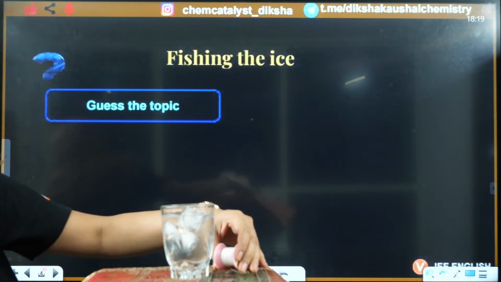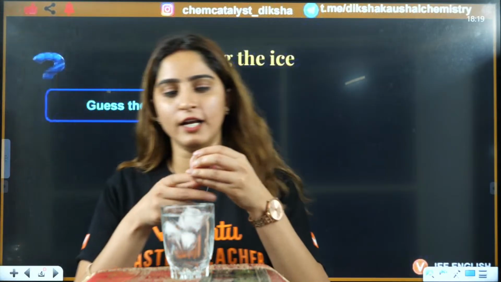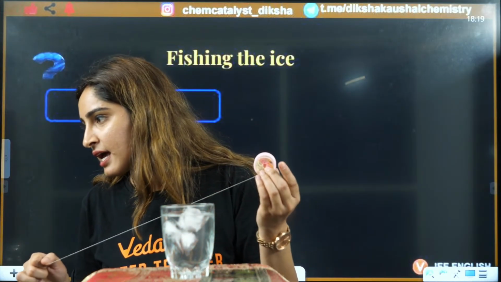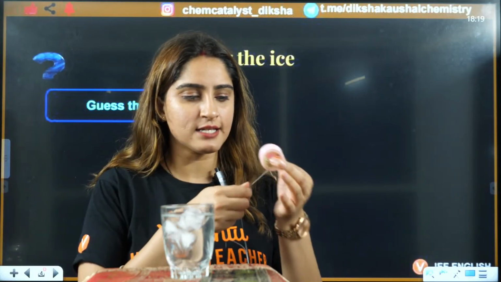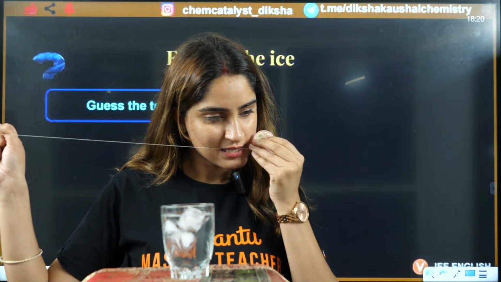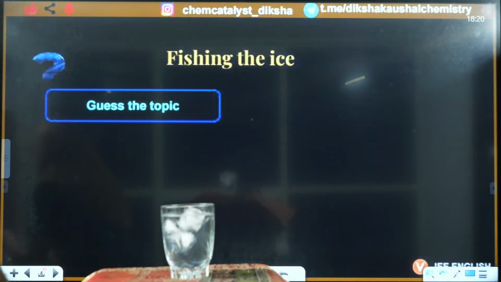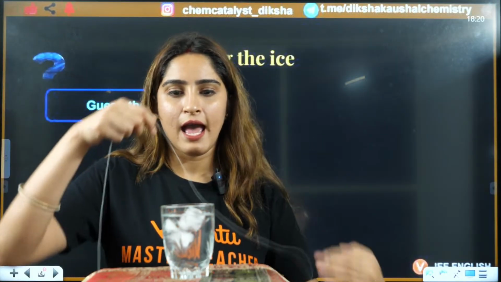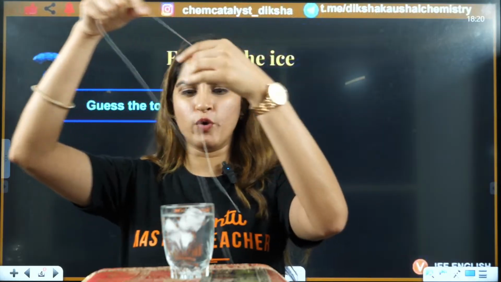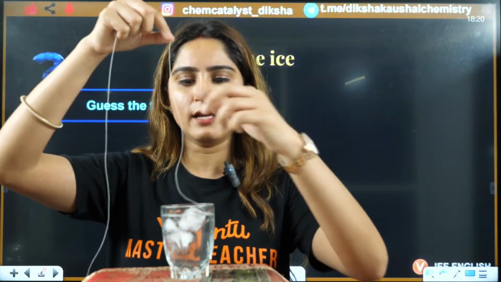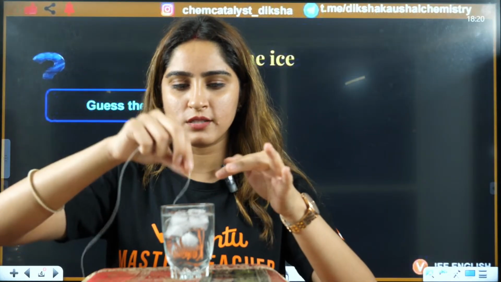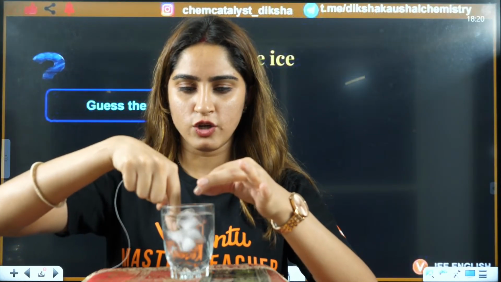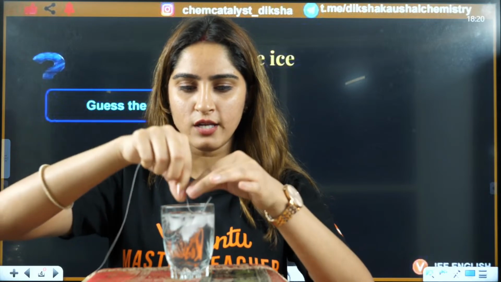Now, what I'll do here, everybody, now I have this thread, right? I'll just pick out this thread here, and randomly I'm going to dip this thread in this jar. Randomly, I'll just dip this thread in this jar, right? You can just dip this thread in this jar.